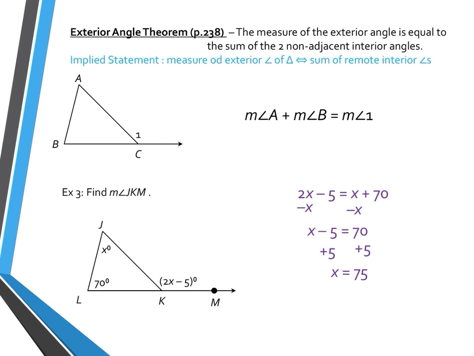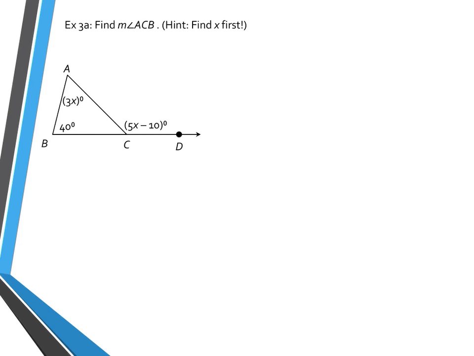Again, x equaling 75 is not our final answer because that just tells us what x is. We now need to substitute x equaling 75 into every place we see x. So we know that angle J is going to be exactly 75 degrees because our expression is just x. But on the exterior angle, we have to substitute 75 in for x, multiply it by 2, then subtract 5. And when we do that, we get a measure of angle JKM is equal to 145 degrees. Let's take a look at one more example.